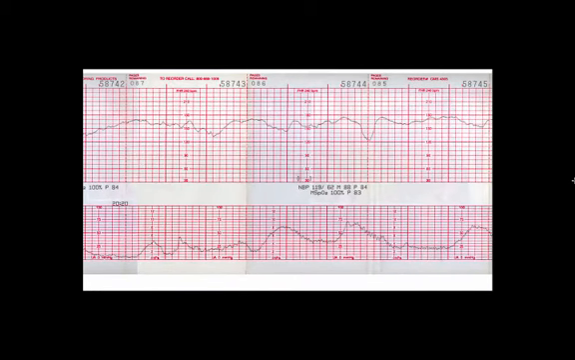Now we'll look at our last strip. Some strips actually do have maternal information, and you'll see here that there's some maternal information with the blood pressure, the MAP, the pulse, and the oxygenation. And so let's take a moment to look at the fetal heart rate here.